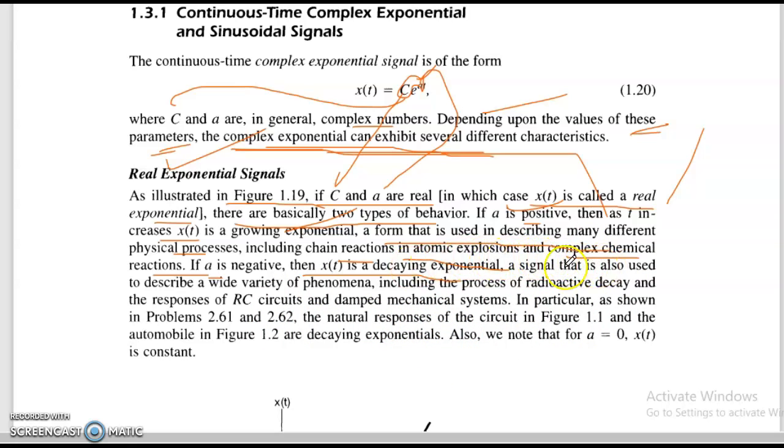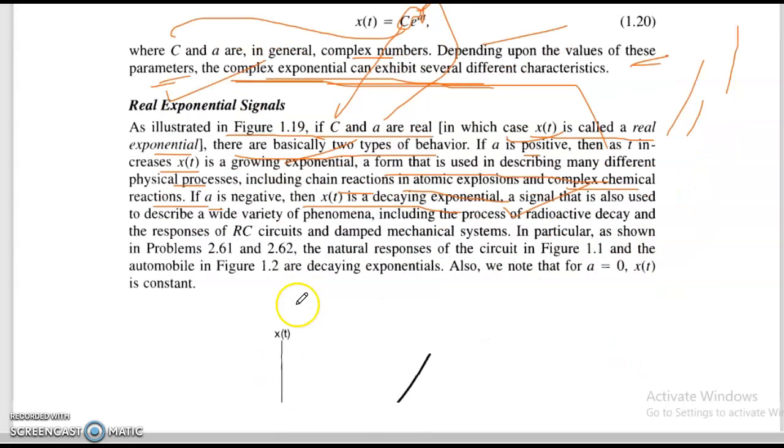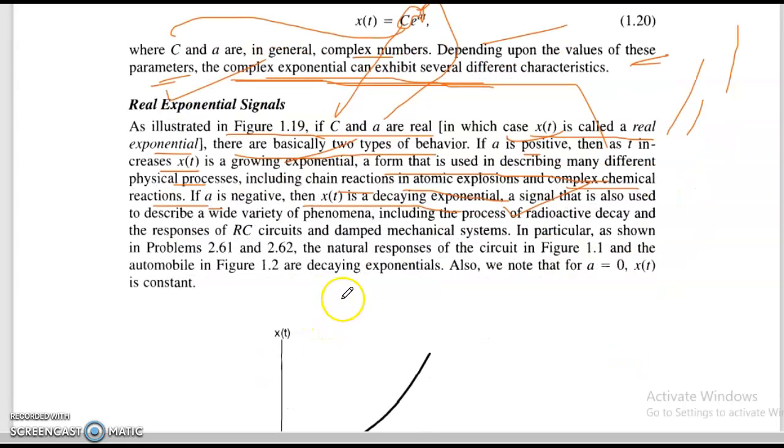A signal that is also used to describe a wide variety of phenomena, including the process of radioactive decay and the response of RC circuits and damped mechanical systems. In particular, as shown in Problems 2.61 and 2.62, the natural response of the circuit in Figure 1.1 and the automobile in Figure 1.2 are decaying exponentials.